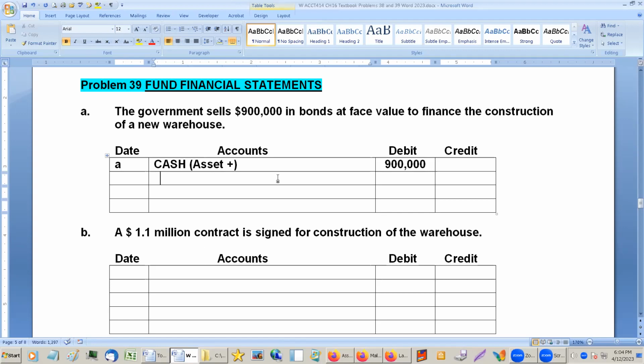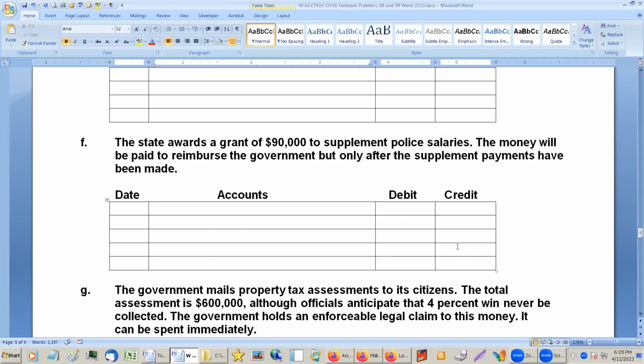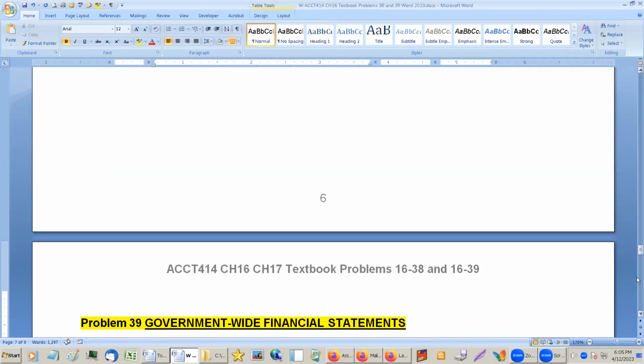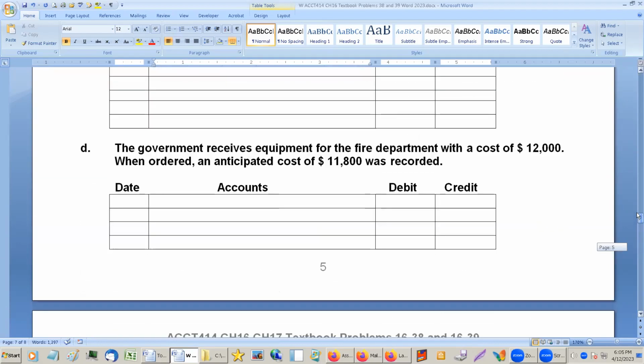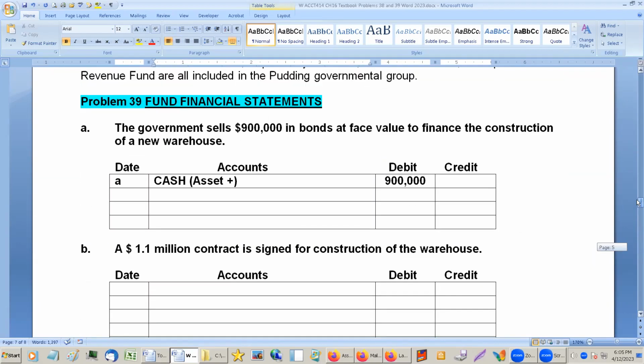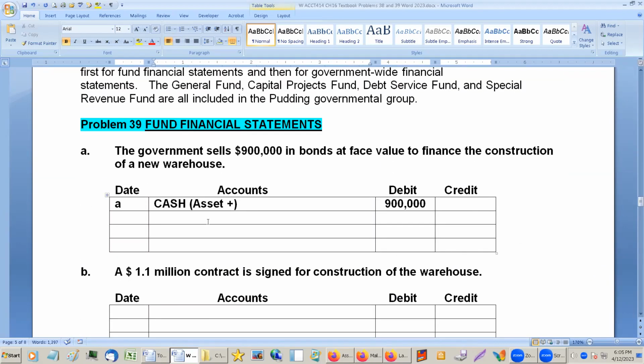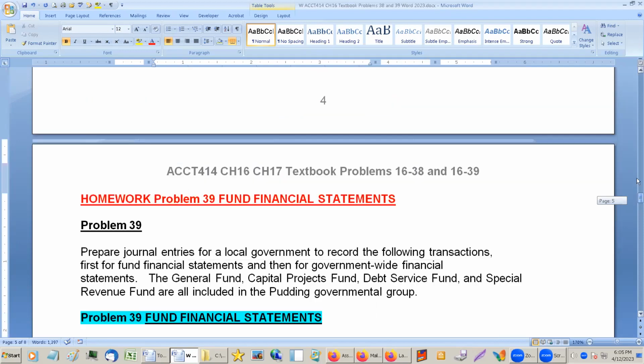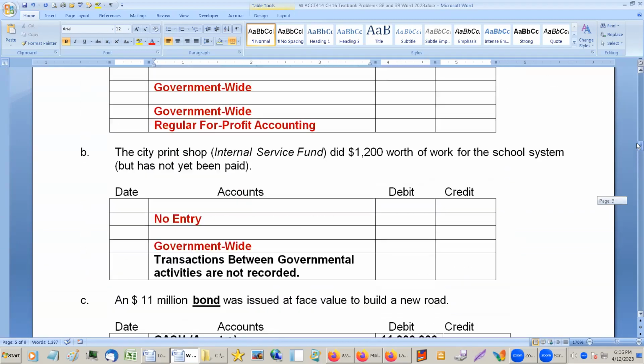I believe I put bonds. In normal accounting, it would be. Let me take a look at what we did on the other one. Yeah, in normal accounting we've had bonds payable, like the government-wide ones. But in fund accounting, we call it something different. We don't have any long-term liabilities. Did we have it on the previous problem? I can't remember.